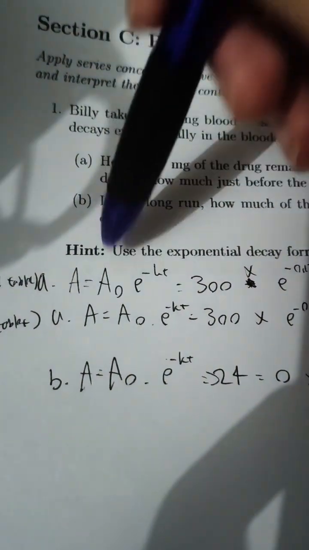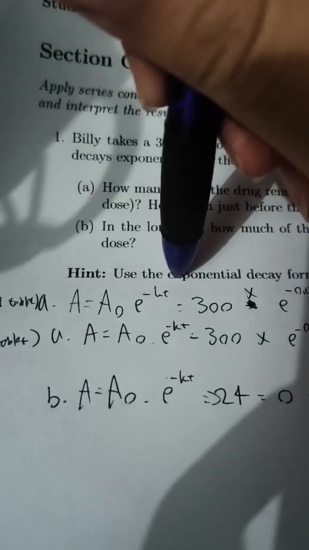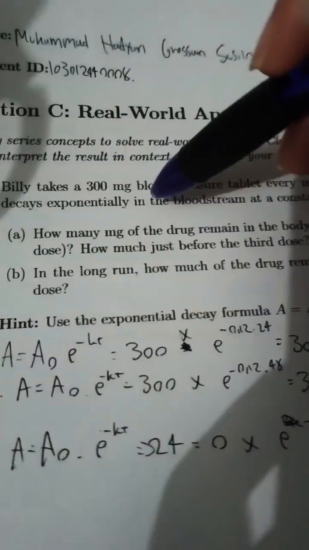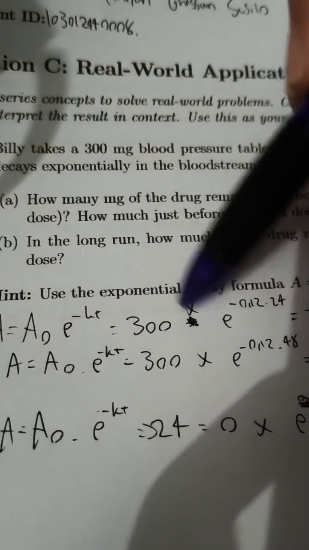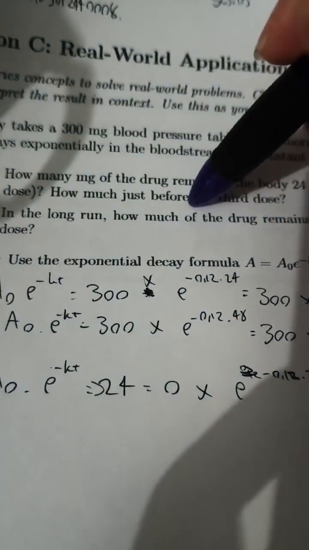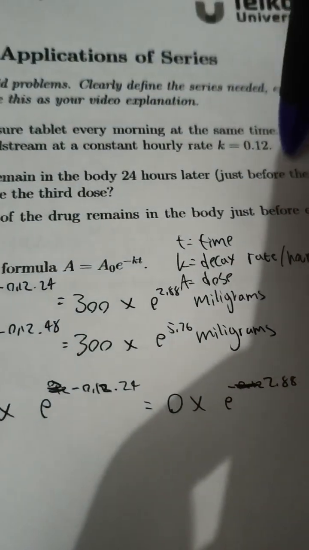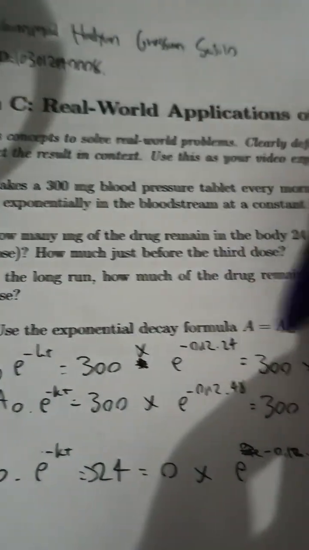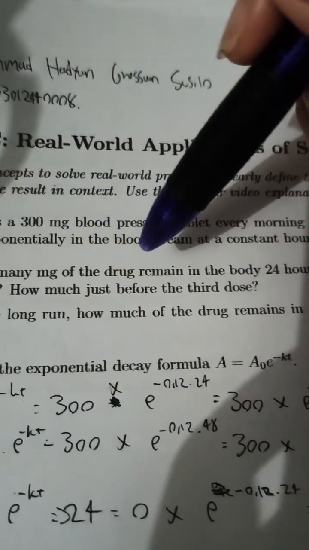Now, as you can see here, using the exponential decay formula, A equals A0 times e to the power of negative k times t. So what's A0? It's the dose. Dose is 300 milligrams. So let's do 300 times e to the power of negative k times t. K was the decay rate, 0.12, times the time. How did I get 24 here? How many milligrams of the drug remain about 24 hours later, just before the second dose.